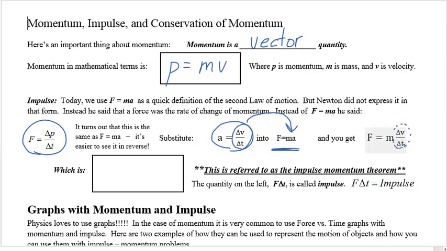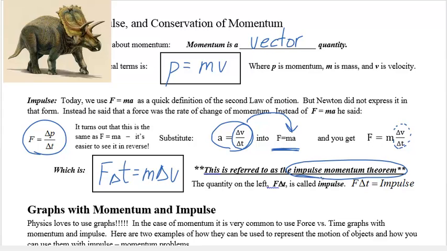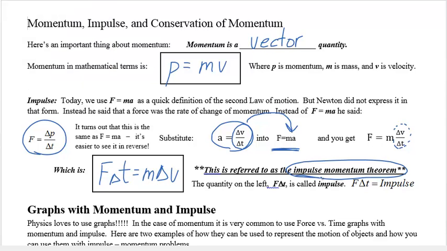So F equals m change in v over t. When we move the change in t over to the left, we get F change in t equals m delta v, which is that impulse-momentum theorem that we had been using. Where F delta t is the impulse that causes the m delta v, that causes that change in momentum. So let's move down.